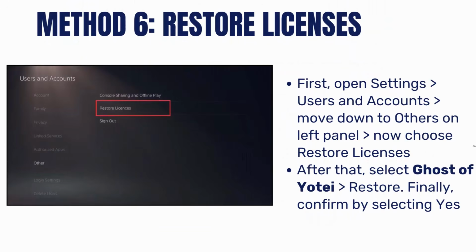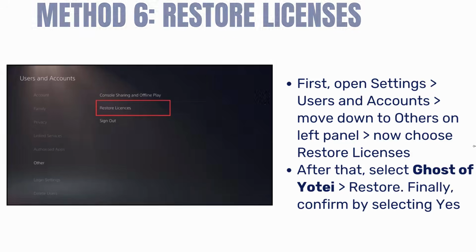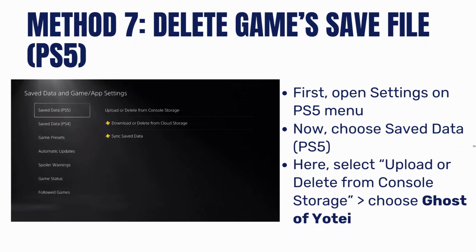The next method is to restore licenses. For that, first open settings, then click on users and accounts, then move down to others on the left panel. Now choose restore licenses. After that, select Ghost of Yotei, then click on restore and finally confirm it by selecting yes.